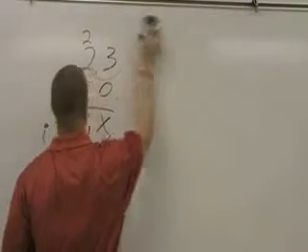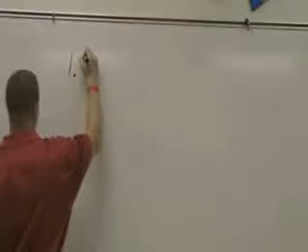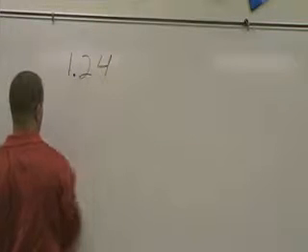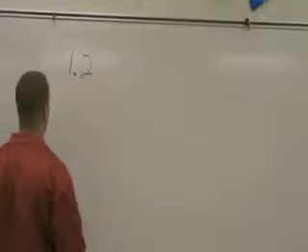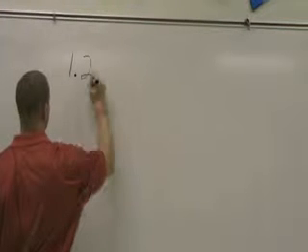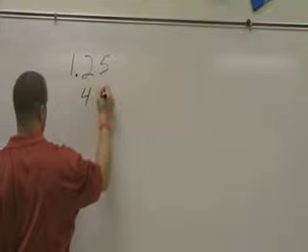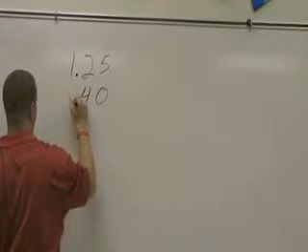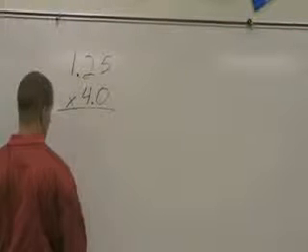Let's do another example. Let's say we have 1 and 2400ths times, let's say 25. And we'll have 40. And we'll put our decimal there.